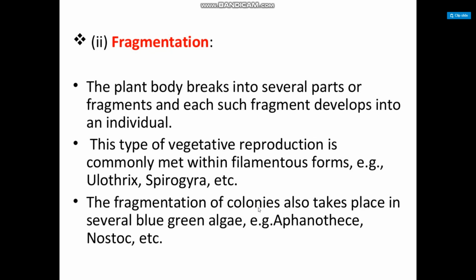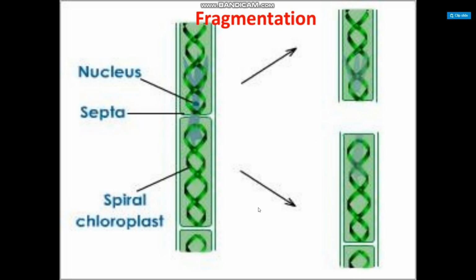The second one is fragmentation. The plant body breaks into several parts via fragmentation. Each such fragment develops into an individual. This type of vegetative reproduction is commonly met with in filamentous forms, for example Ulothrix and Spirogyra. The fragmentation of colonies also takes place in several blue-green algae, for example Aphanothece and Nostoc. These are showing the fragmentation process.